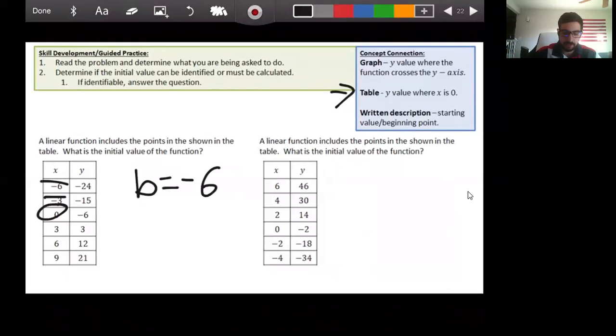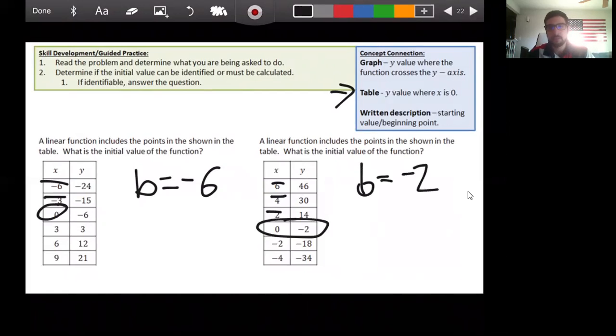All right, so same thing, B is equal to, let's see, it's not here, right there. When x is 0, y is -2, meaning this graph would start at -2 on my y-axis.